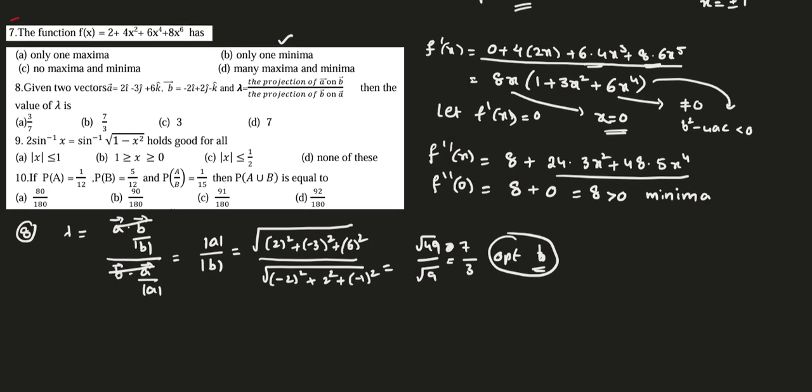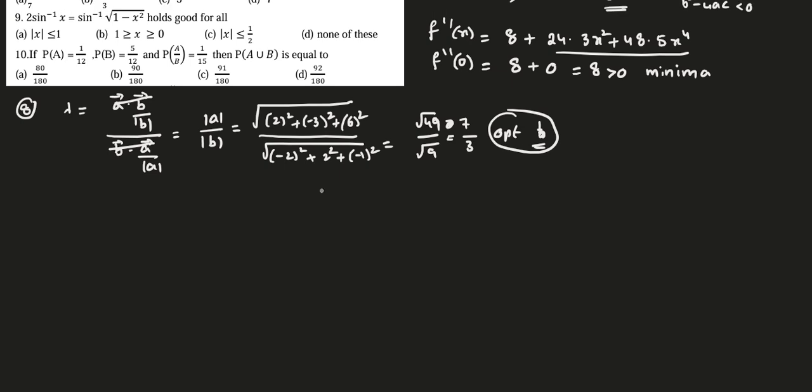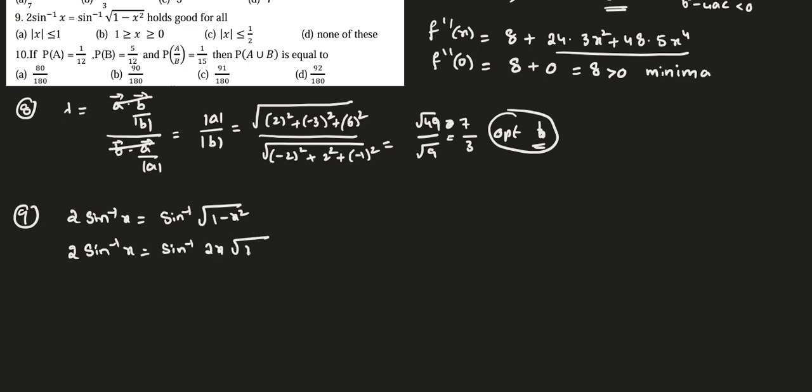Right. Now coming to the ninth question. 2 sine inverse x is equal to sine inverse root over 1 minus x square, holds good for all. Actually, the question is mistaken. In your book, it will be 2 sine inverse x is equal to sine inverse 2x into root over 1 minus x square. So immediately when you look at this one, we will get the grace mark.